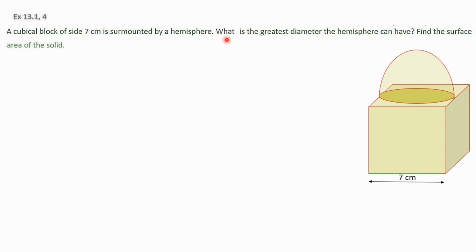Then what is the greatest diameter of the hemisphere can have? And here side of the cube is given to us 7 centimeter. That we have to write from the question. Then the greatest diameter of the hemisphere is equal to the side of the cube.